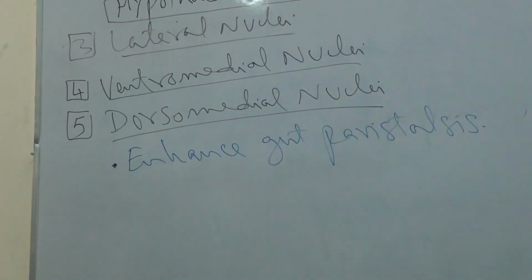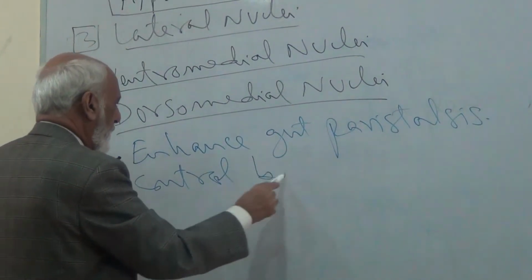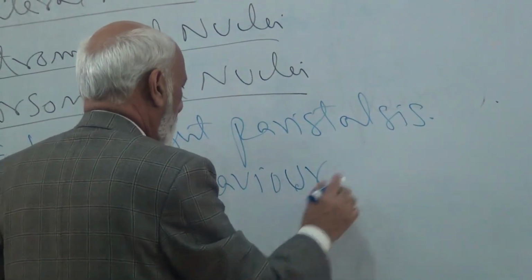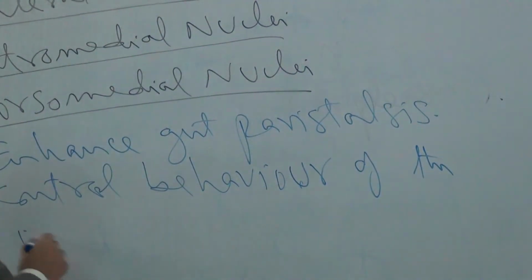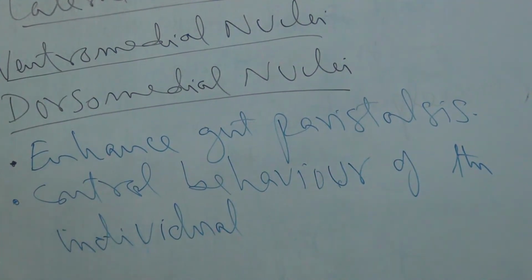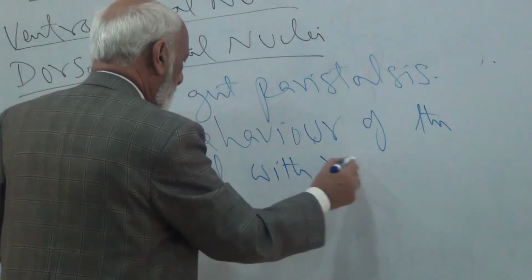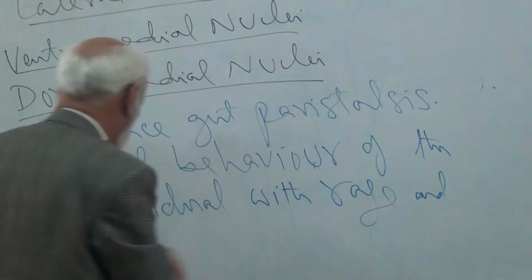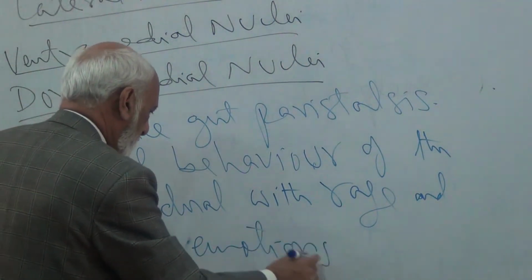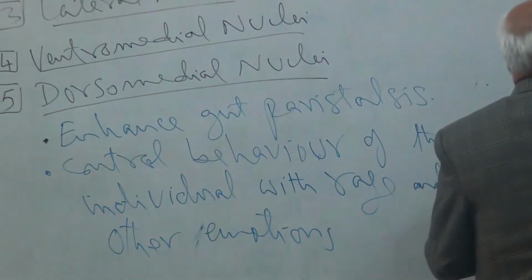They also control the behavior of the individual, with rage and other emotions. Number 6 is the arcuate nuclei.